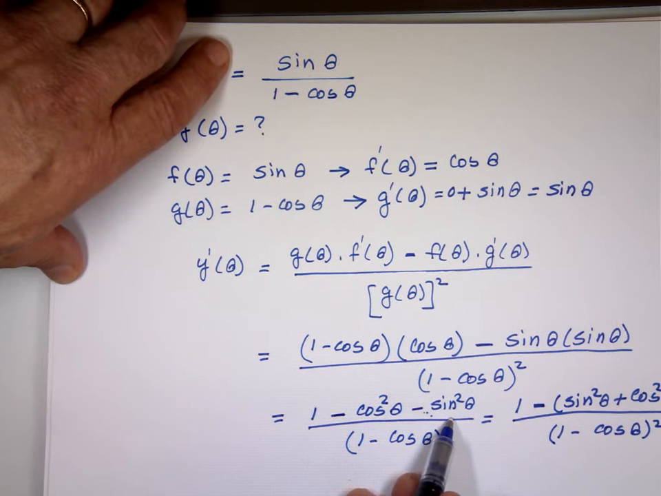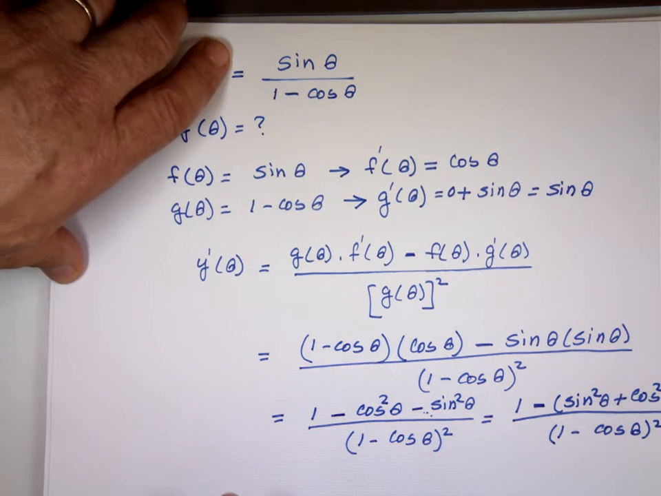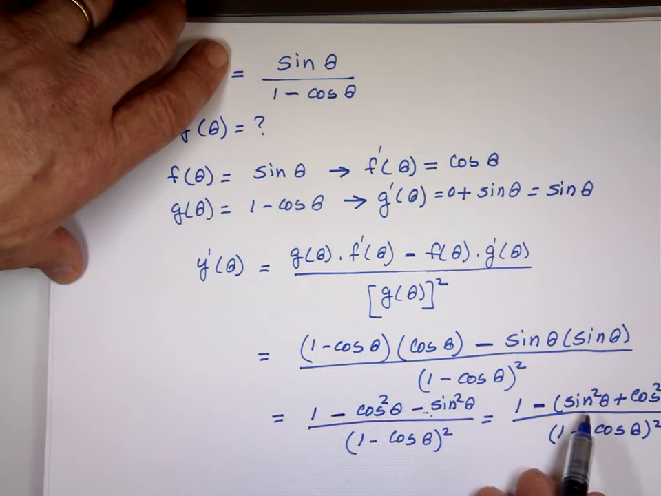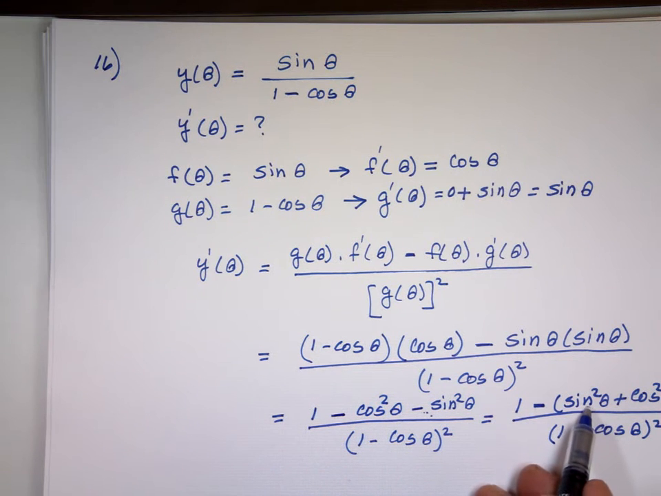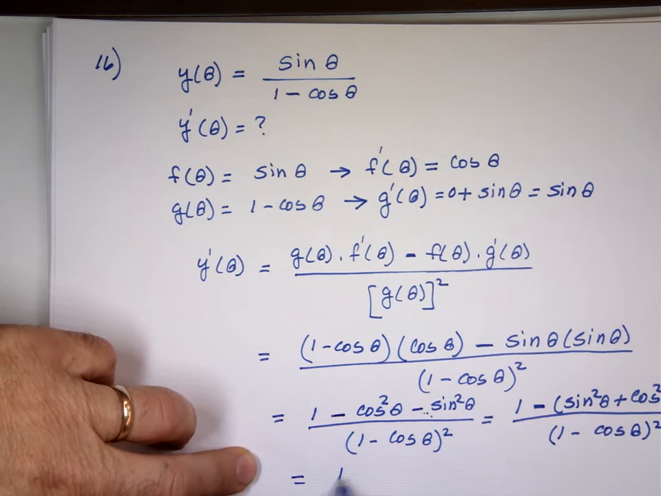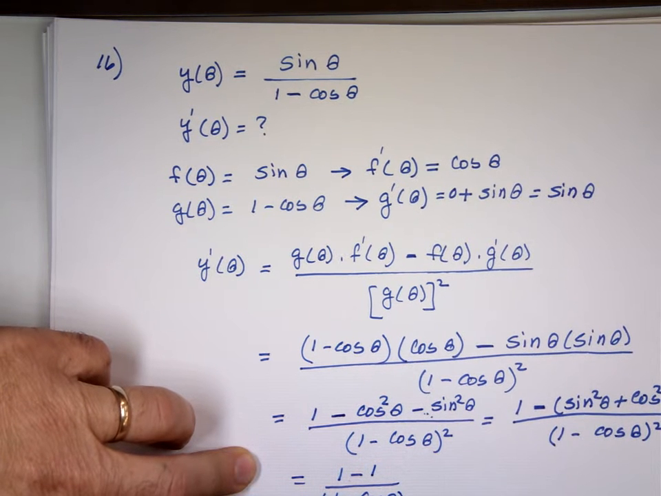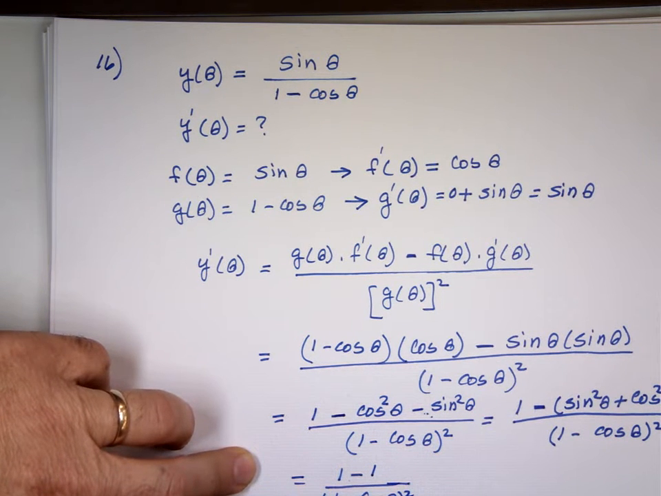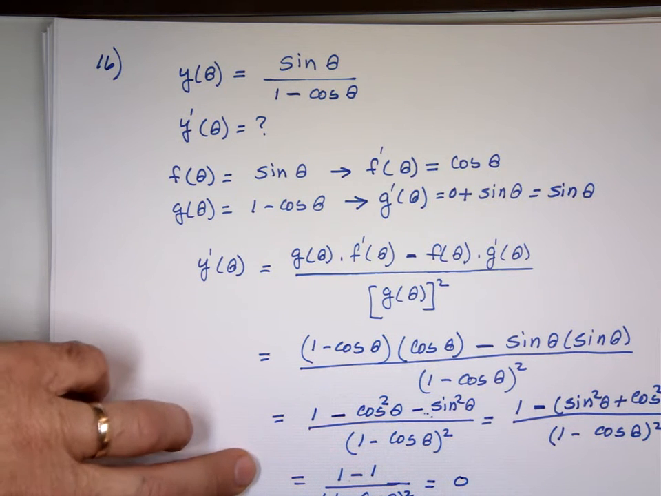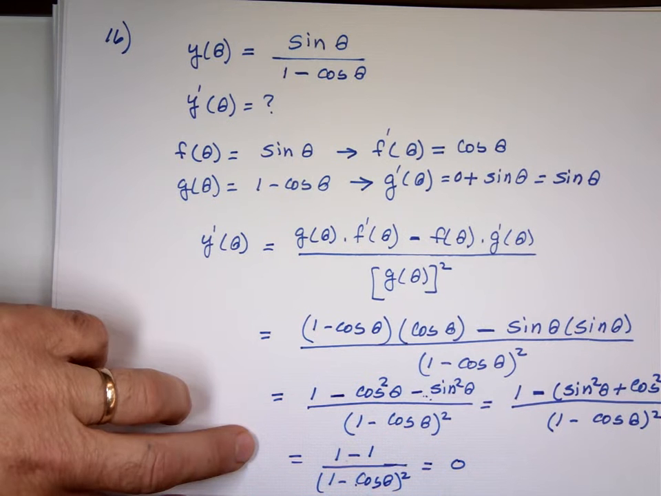Now, why did I pull the minus sign out? Sine squared plus cosine squared equals 1. Yep, sine squared plus cosine squared equals 1. Rule 7. So that's rule number 7. So it will be 1 minus 1 over 1 minus cosine theta squared. And what's 1 minus 1? 0 divided by anything. What's the answer? 0.